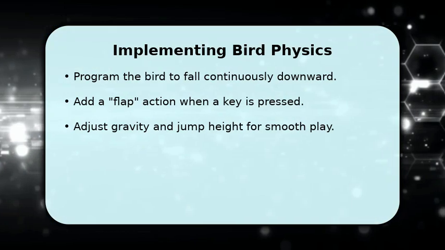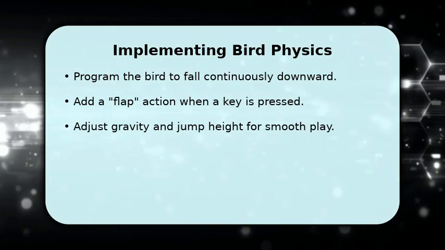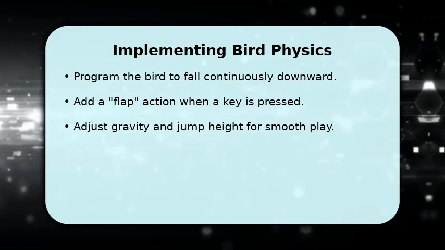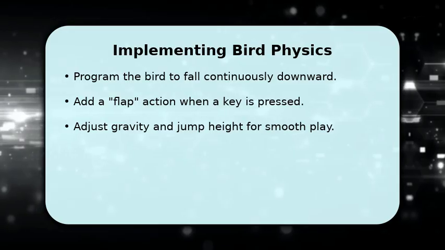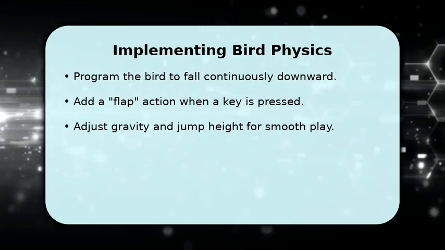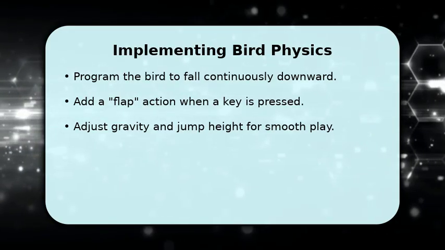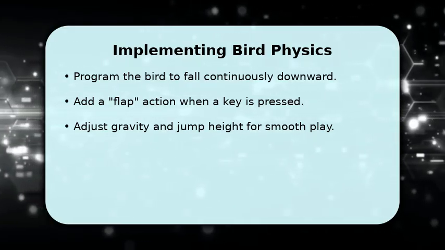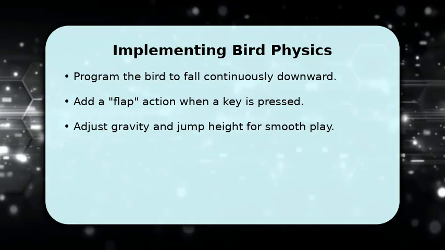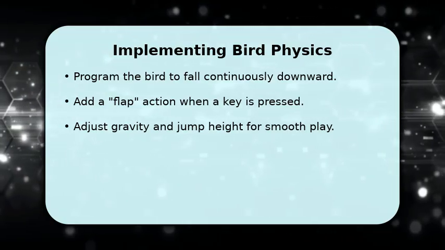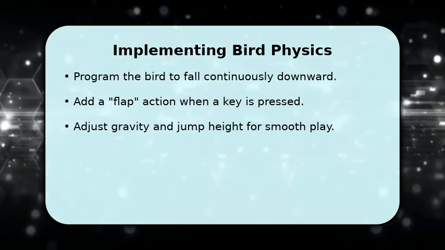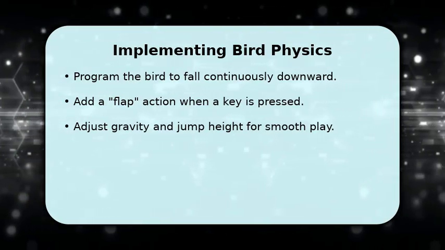Now, let's give our bird some physics. Implement a constant downward movement, perhaps changing its Y position by -3 or -4 units repeatedly. When a key, like the space bar, is pressed, make the bird jump upwards by changing its Y position by 10 to 12 units. Experiment with these values to find a natural feeling gravity and jump height, ensuring the bird's movement feels responsive and challenging.